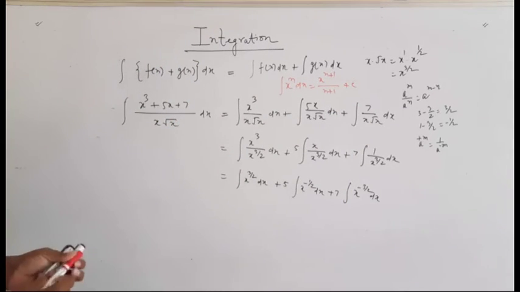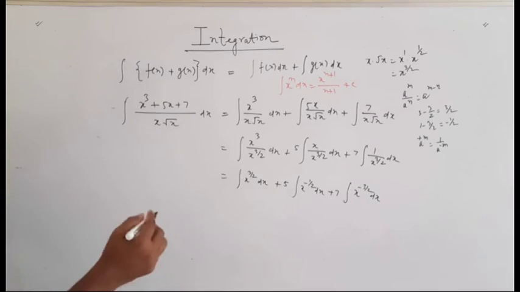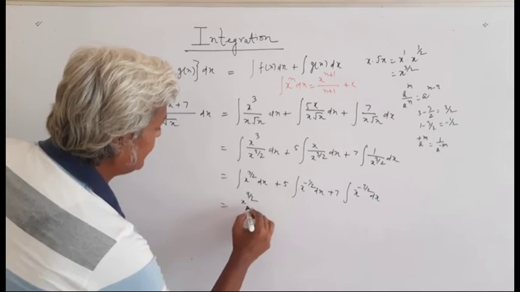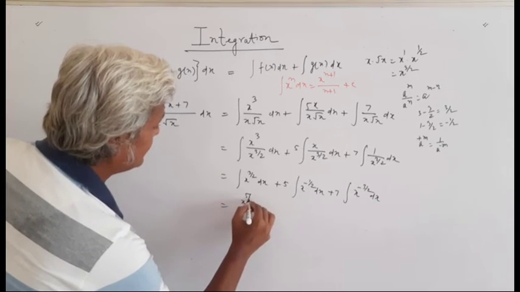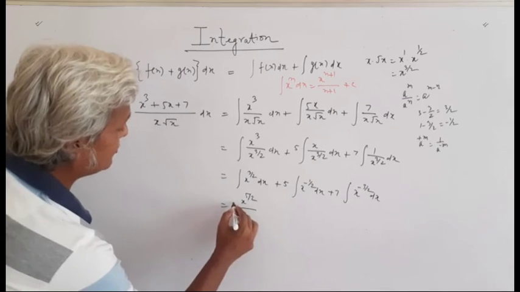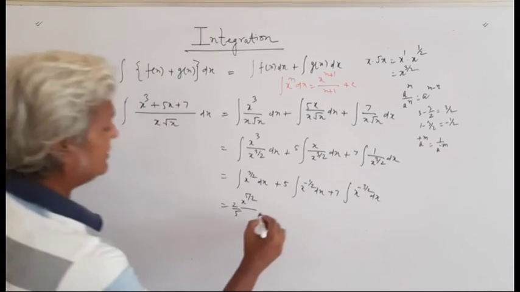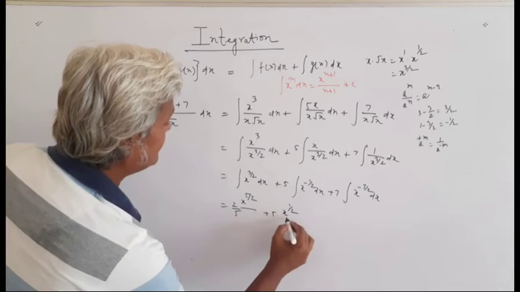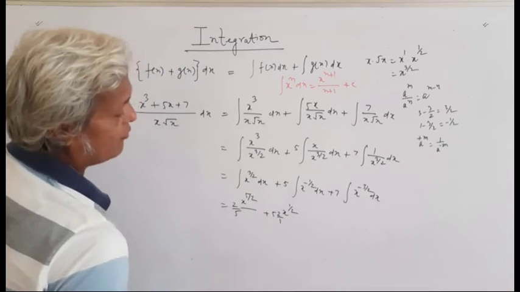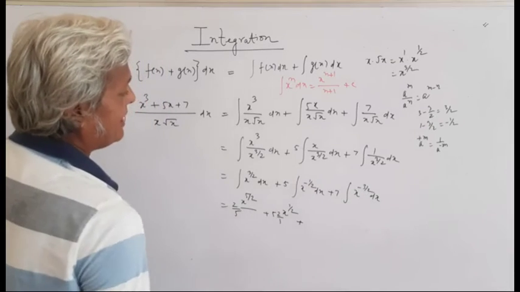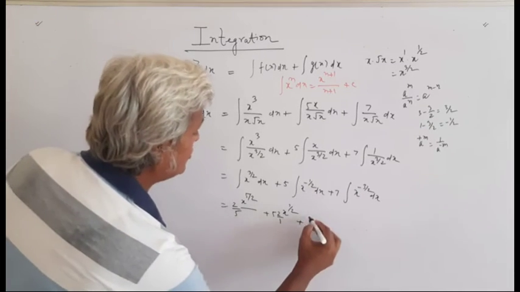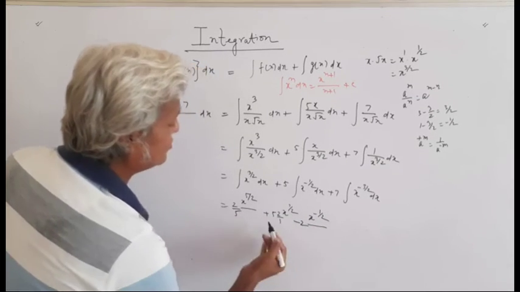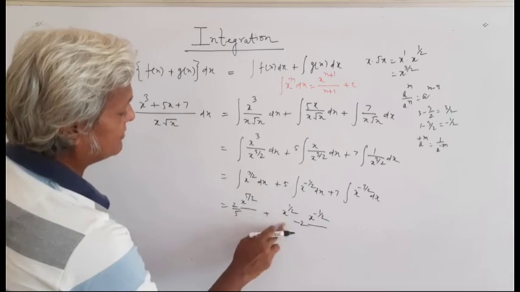Now I'll be doing this one directly because I'm running out of space here. x to the power 3 by 2 plus 1 is 5 by 2, so it becomes x to the power 5 by 2 over 5 by 2, which as a reciprocal becomes 2 by 5. Plus 5 times x to the power minus half plus 1, that is x to the power half upon half, so reciprocal is 2. Plus x to the power minus 3 by 2 plus 1 is minus 1 by 2, so x to the power minus 1 by 2 upon minus half, which makes it minus 2. This 5 by 2 will become 10.